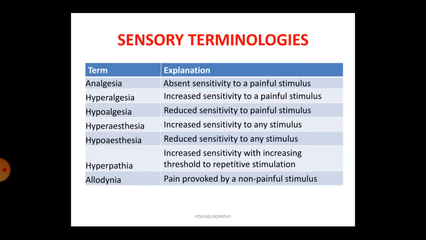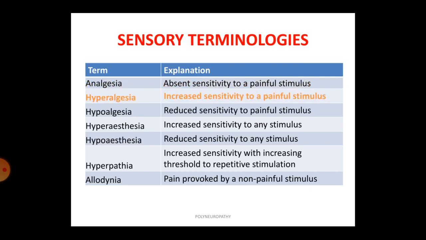Now there are different terminologies to learn, so let us learn one by one. First is analgesia. You all remember this because we frequently use the word analgesic for the painkiller drug. Analgesia means absent sensitivity to painful stimulus. I repeat, analgesia means absent sensitivity to painful stimulus. So we are not feeling any type of pain.